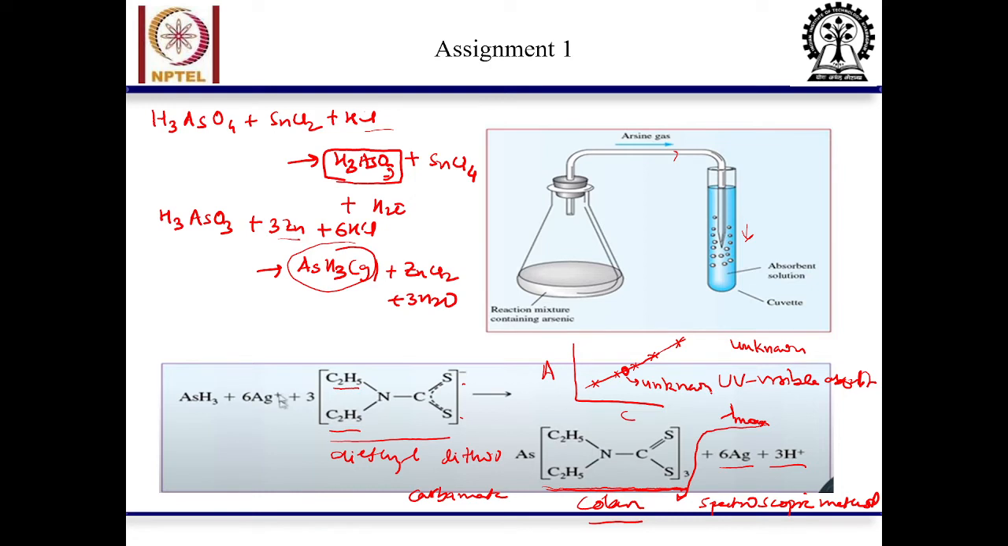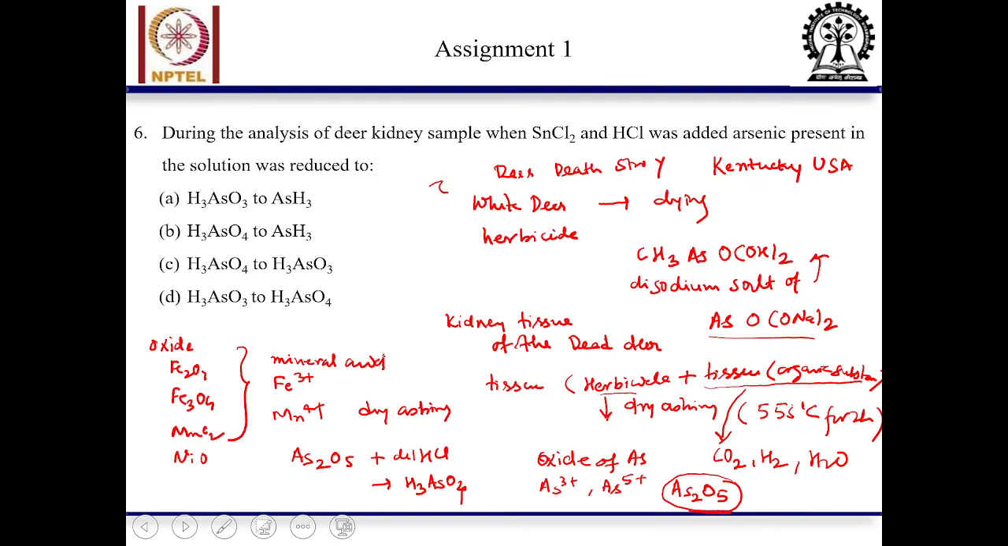Now we will go back to reverse and calculate. We know the absorption here, and absorption is equal to epsilon bc. We know the path length, we know the absorptivity, we know the absorption, so we can find out the concentration of this complex that is available. Then we can go back to the reverse calculation and find out how much of this herbicide is there, which is responsible for the death of the deer.